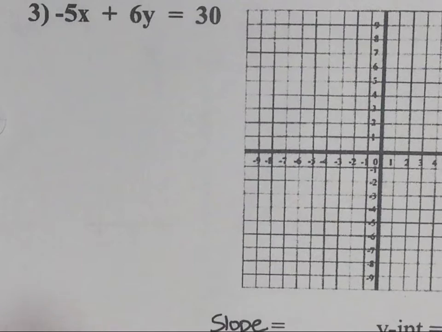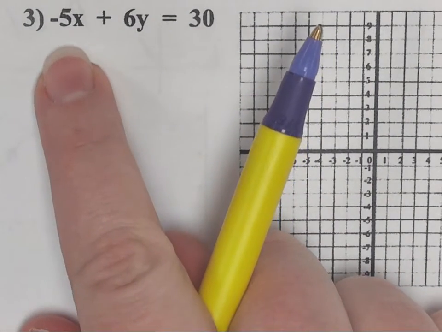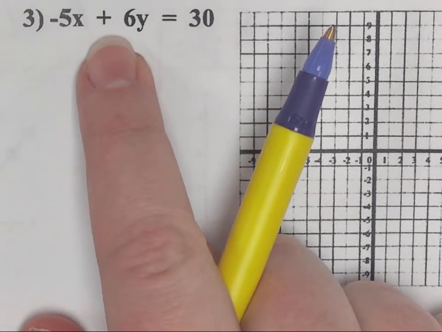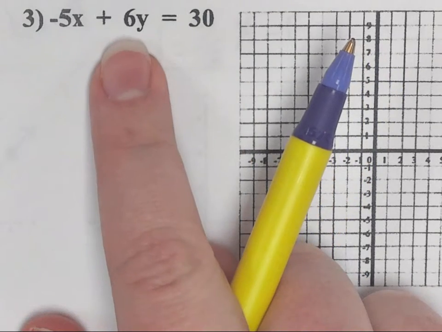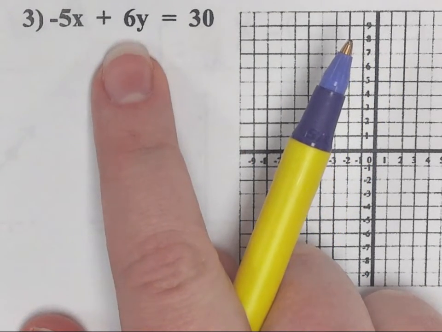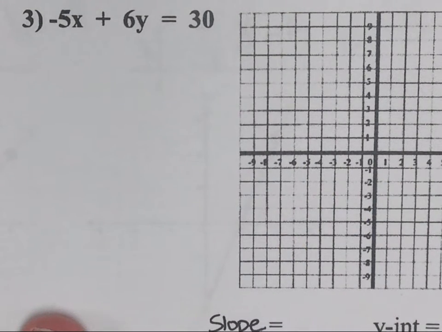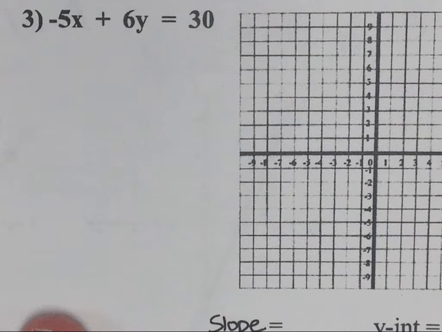All right, so on number 3, we have negative 5x plus 6y is equal to 30. Is y by itself on the left side? No. So can you tell me what the slope and y-intercept are? No. All right, we have to rewrite it. So we've got to move some things around.